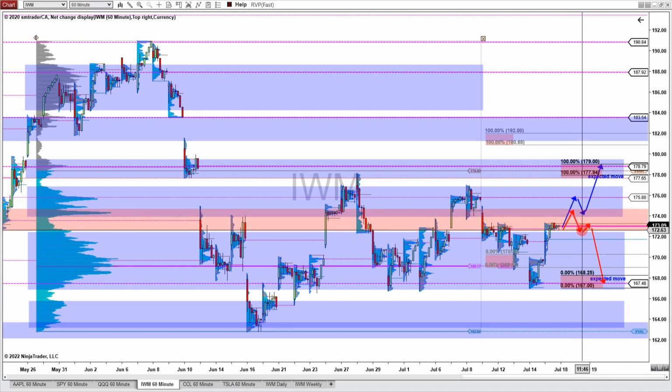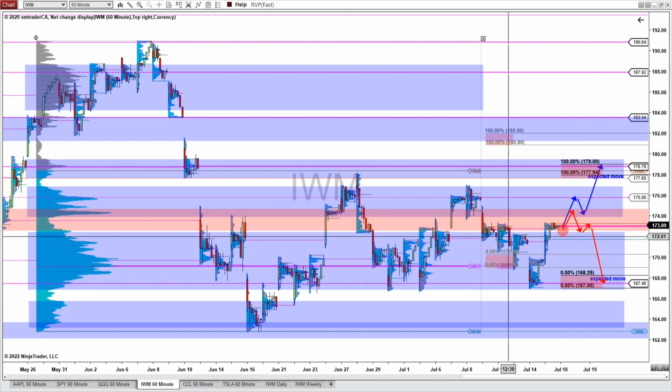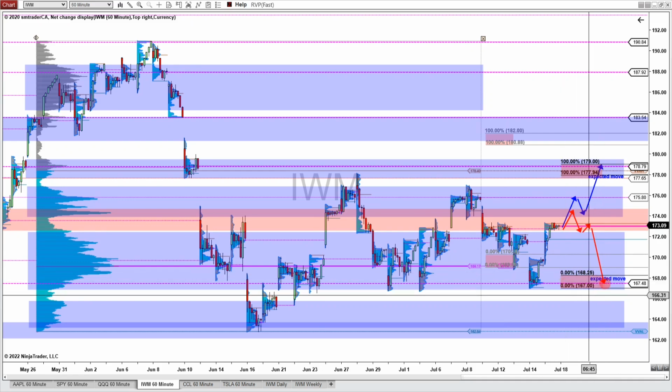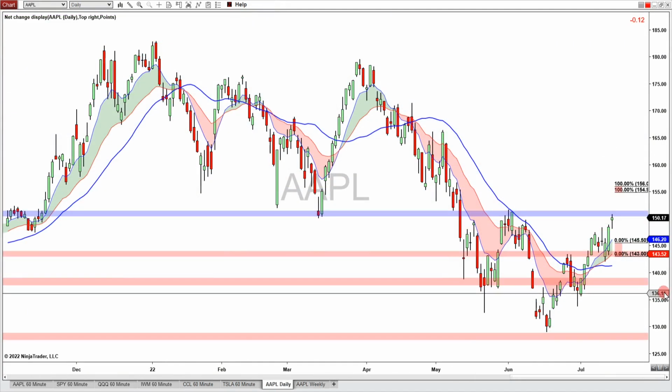If it dips below this support area and underneath this 173, then I will be watching for the price to come back into this high volume zone here and work its way down to this lower range of the expected move between 168.25 and 167, and toward this virgin point of control somewhere near the 167.48. So those are the price levels and the up-down scenario that I will be watching for the IWM in the coming week. Here's Apple.